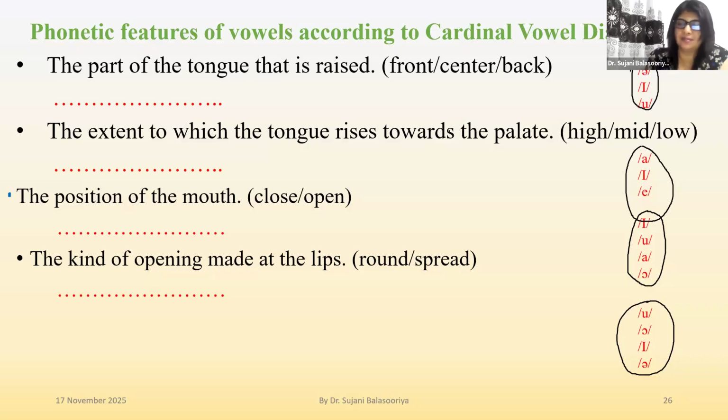Okay, right. Time is enough now. Anybody who wishes to share the findings, the answers? The first one: the part of the tongue that is raised. According to that criterion, which is the front vowel, the central vowel, and the back vowel out of these three? You don't have to write all the front, central or back vowels available in the cardinal vowel diagram, but you can select from the given list.